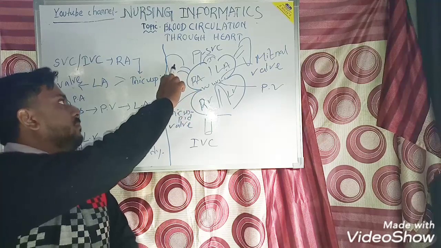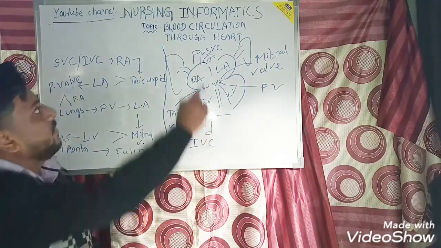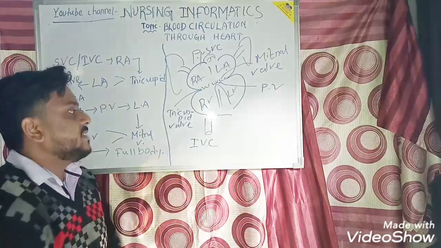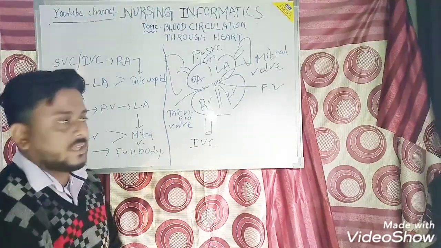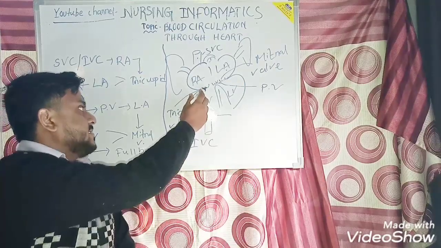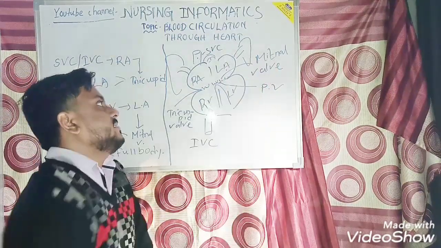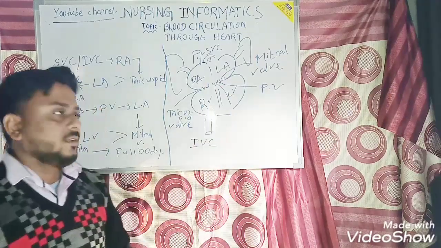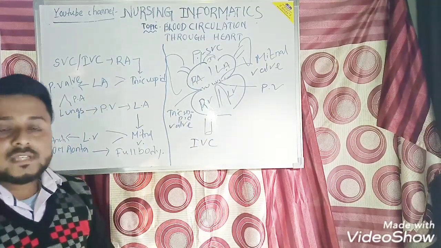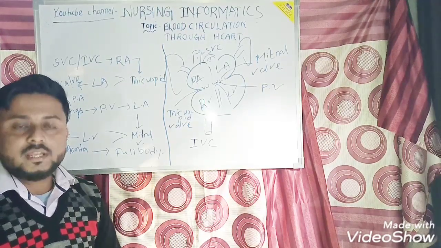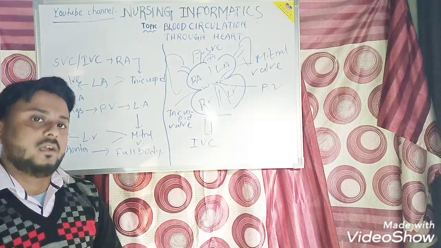And above there are 2 lungs, and this is the superior vena cava, SVC. IVC means inferior vena cava. This is the inferior vena cava. Next, this is the tricuspid valve. This is the pulmonary valve, and this one is the mitral valve. So how does the blood circulate through the heart? Mainly the coronary arteries circulate the blood in the heart.